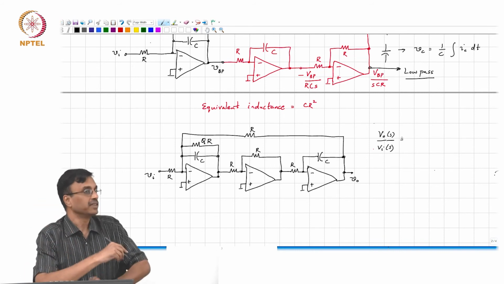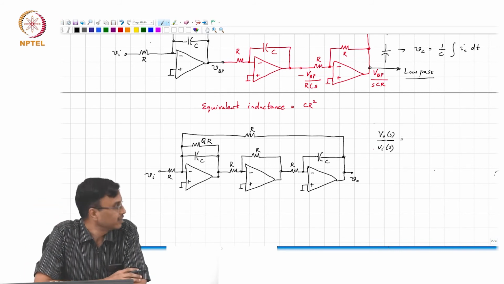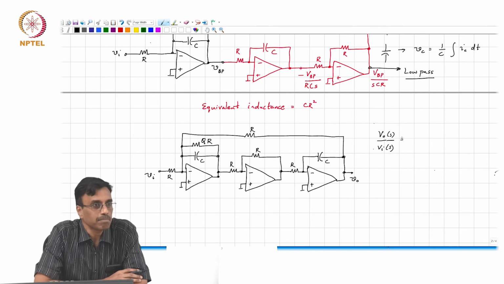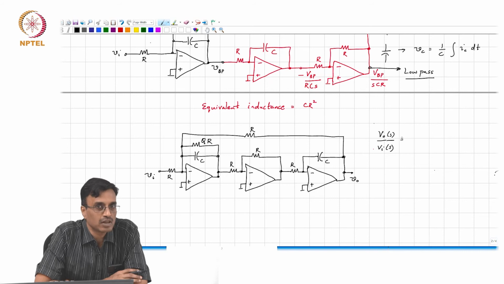How do you figure out what the DC gain is? Let's say you are looking at the circuit for the very first time, and I am only interested in the DC gain. One way to find out is to solve the entire transfer function and put S equal to 0.